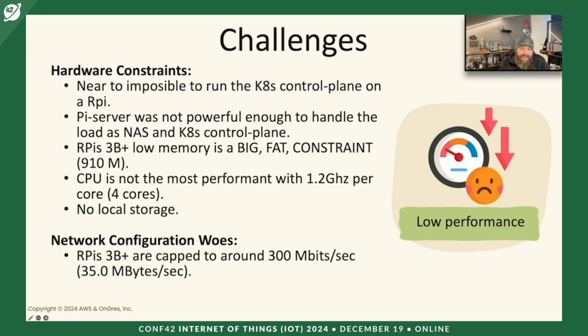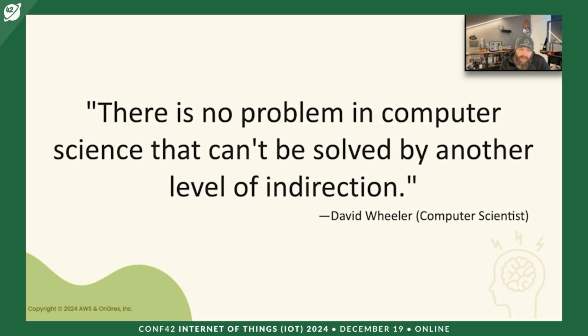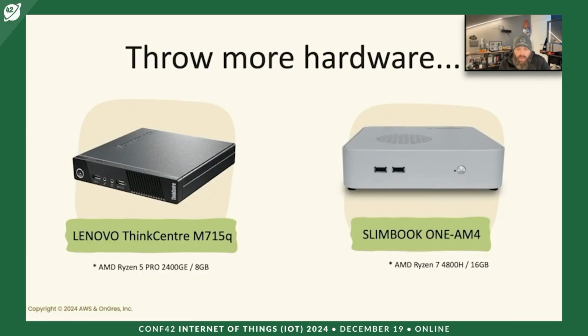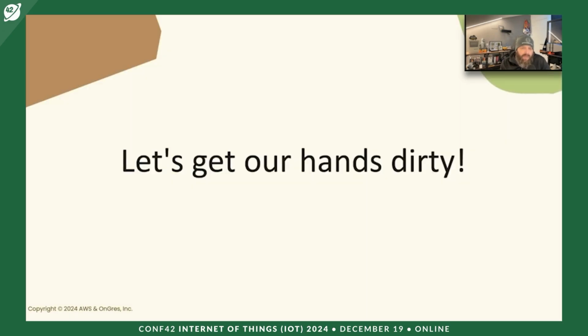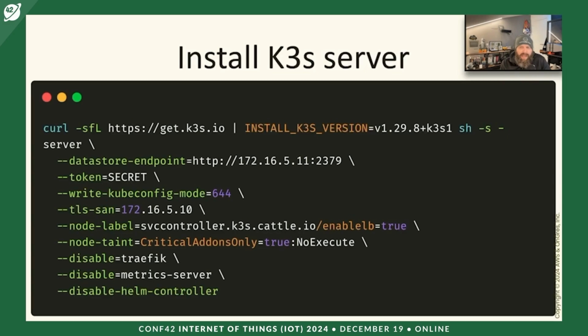As a very clever guy said once, there is no problem in computer science that can't be solved by another level of indirection, which means let's just throw more hardware at it. We had these servers. We had a Lenovo using a Ryzen 5, which was a bit old. We had a Slimbook there, a Ryzen 7 with 16 gigs. And let's see how this works now. Let's get our hands dirty.